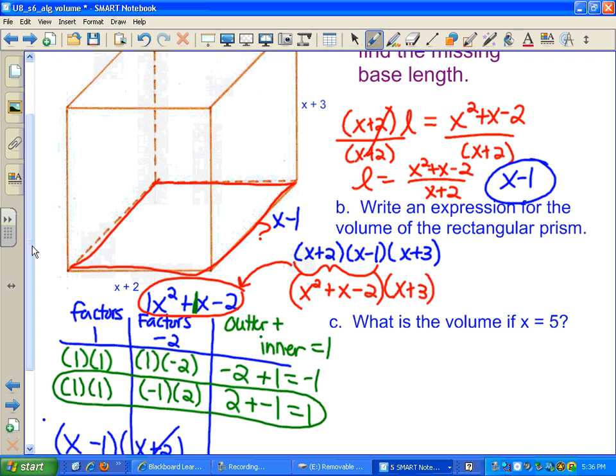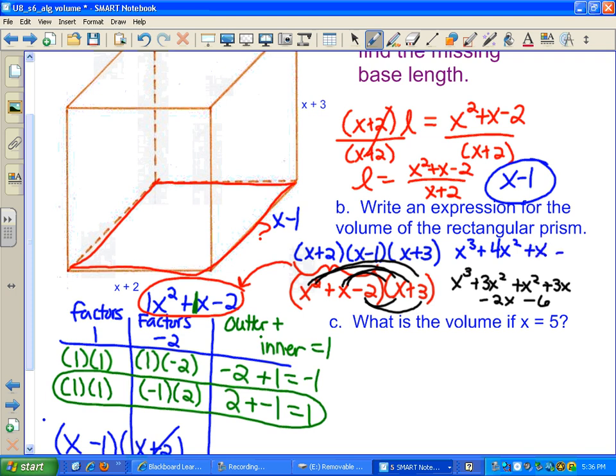So x squared times x is x cubed. x squared times 3 is 3x squared. x times x is x squared. x times 3 is 3x. Negative 2 times x is negative 2x. And negative 2 times 3 is negative 6. I'm going to go ahead and combine my like terms. I have x cubed plus 3x squared plus x squared is 4x squared. 3x minus 2x is x, and then minus 6.